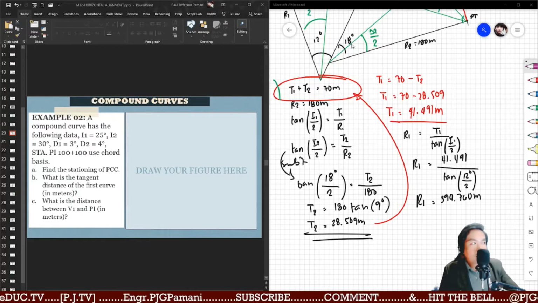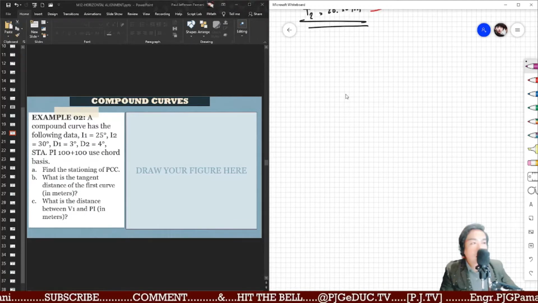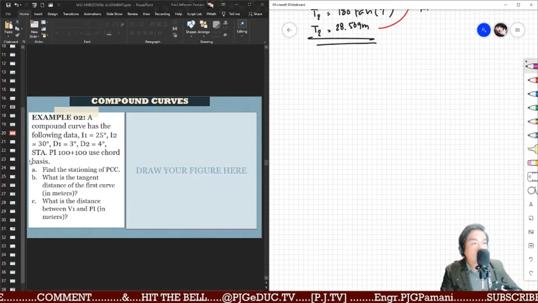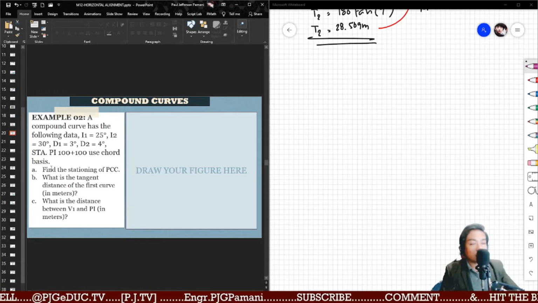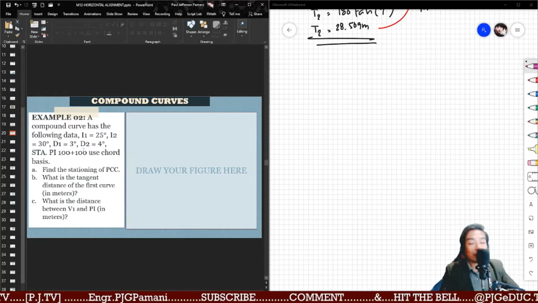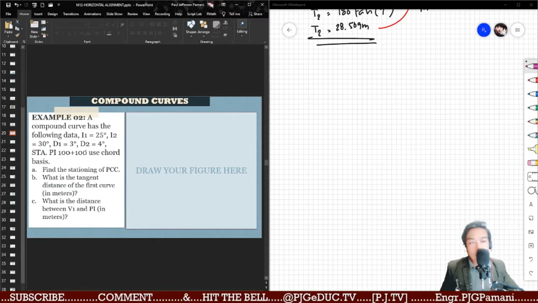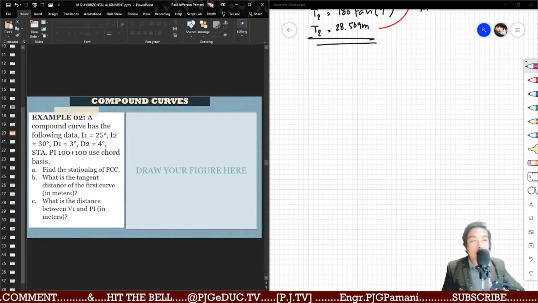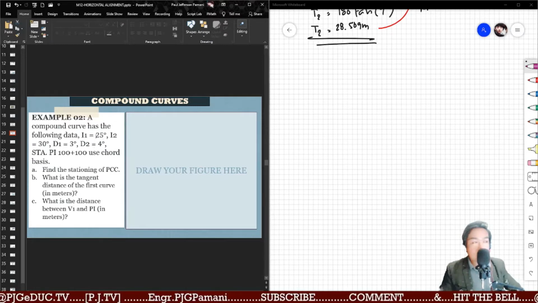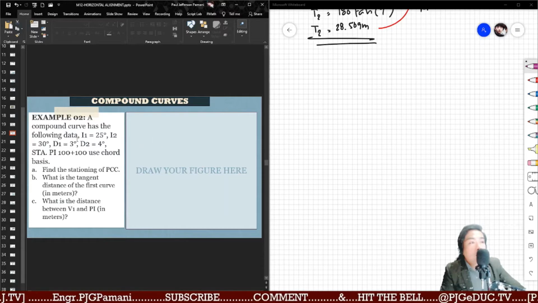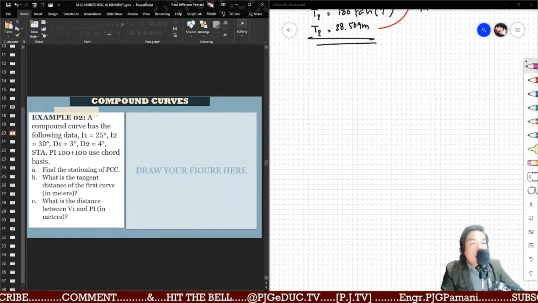So example problem number 2, we have another compound curve. This time, this is not a board exam problem, because you notice the complexion of the problem in example 1 and example 2. Later, example 2 has more requirements than example 1. Though, again, the other board exam problems involving surveying or horizontal curve analysis are really easier. Now, compound curves, example number 2, we have here a compound curve with the following data.